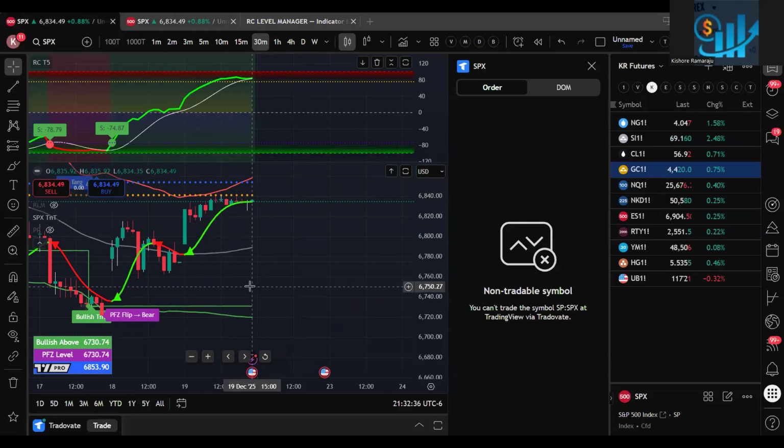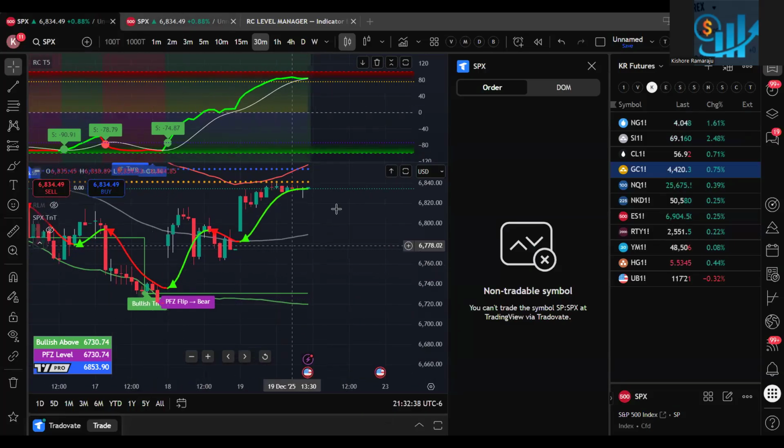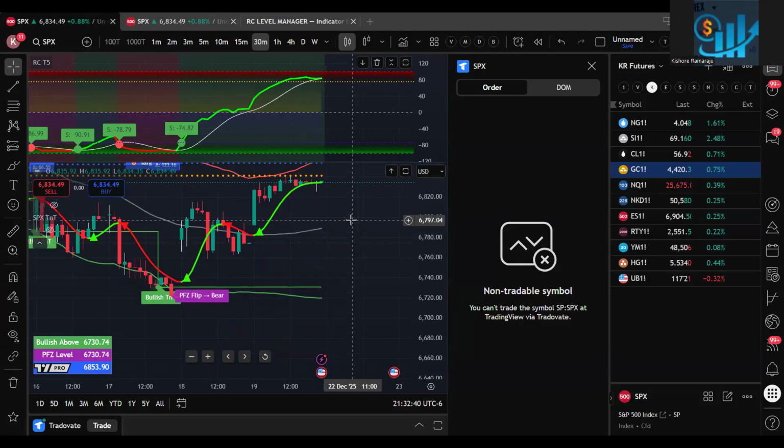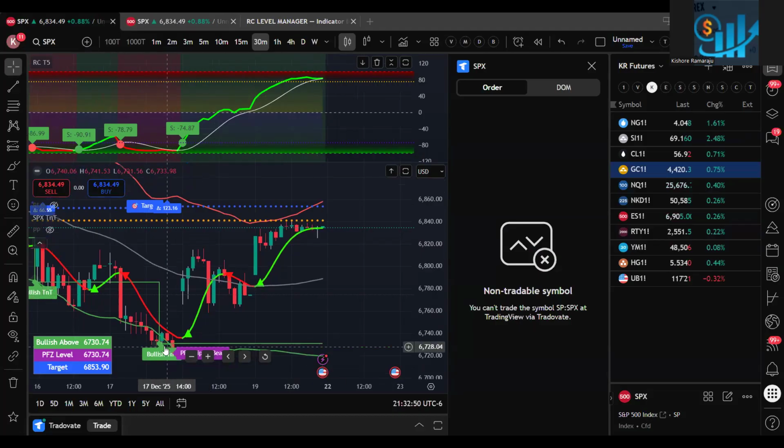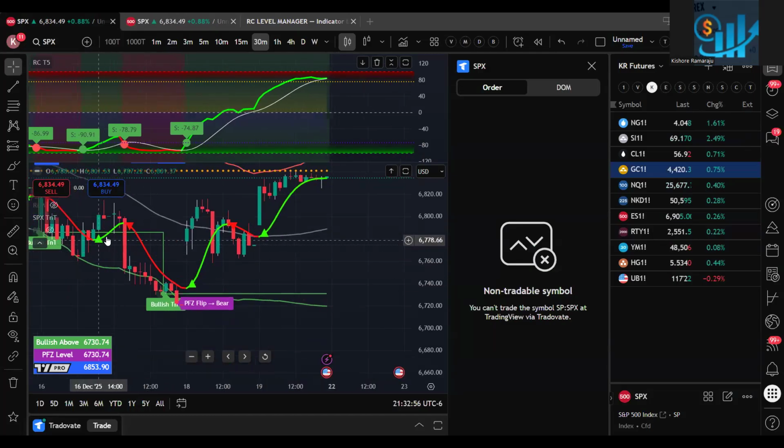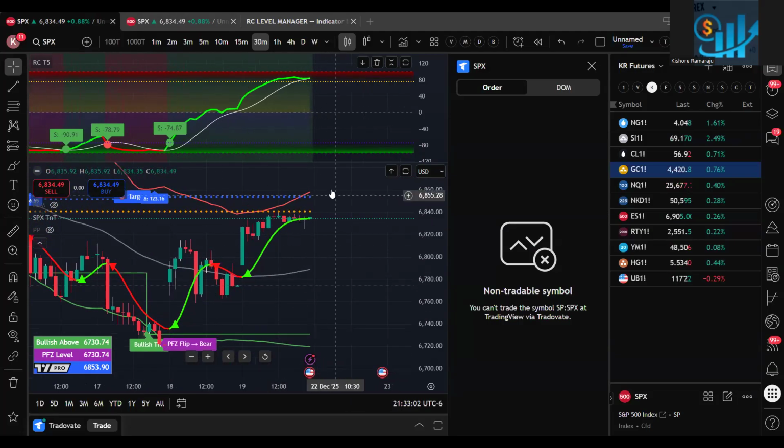I hope it is making sense for everyone. By looking at whether you are close to the bottom. So this is the bottom of the band. This is the top of the band, right? This is the target for the long opportunity. By looking at this, you can understand whether SPX can drop or go up. On Friday, it came all the way to the bottom, then it started going up.